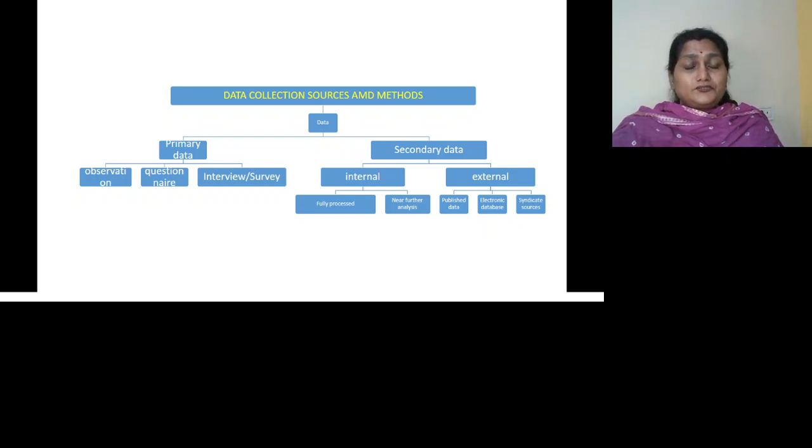Internal sources of secondary data are within the sources existing within the company itself, which is at hand. It is basically fully processed or any data which needs further analysis. External sources are of course published data, electronic databases like internet and search engines, and all syndicate sources like government and commerce bodies, scientific bodies.